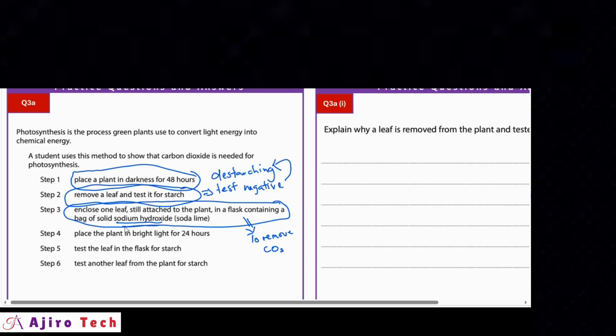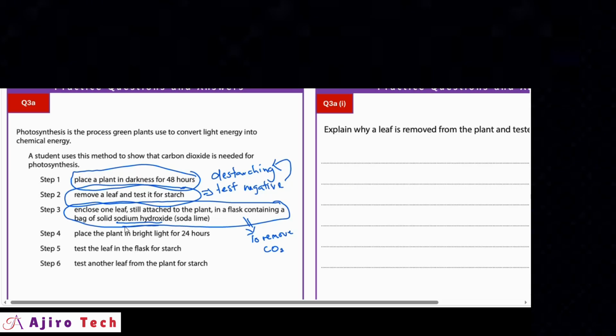So the reason why you are enclosing it in a flask is to stop fresh carbon dioxide from the air coming in contact with the leaf, because immediately the leaf perceives carbon dioxide, it will start to diffuse into the dark reaction stage of photosynthesis, which is the carbon fixation stage. So the reason why we are enclosing that leaf is to cut off the environmental supply of carbon. That's the reason why we are keeping it in.